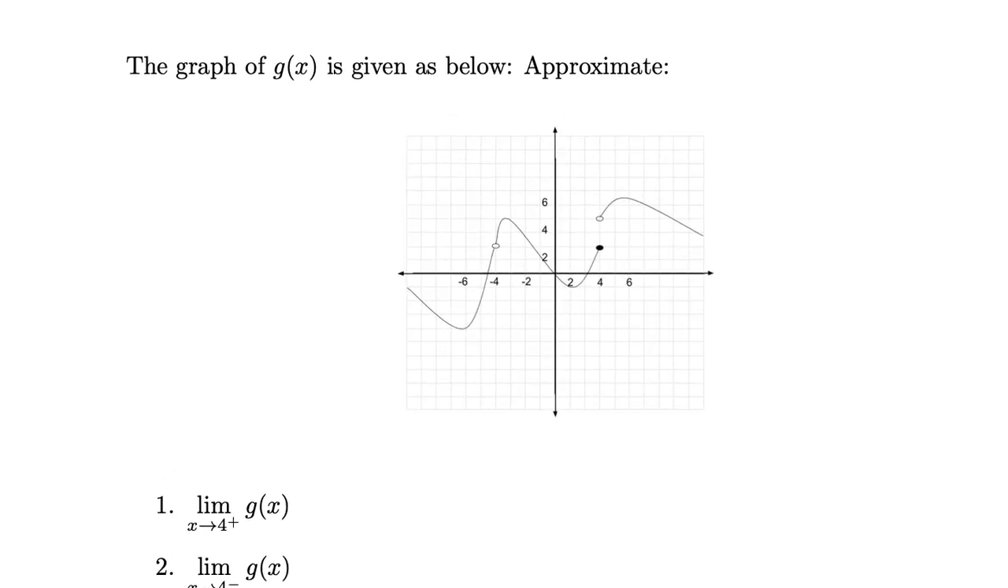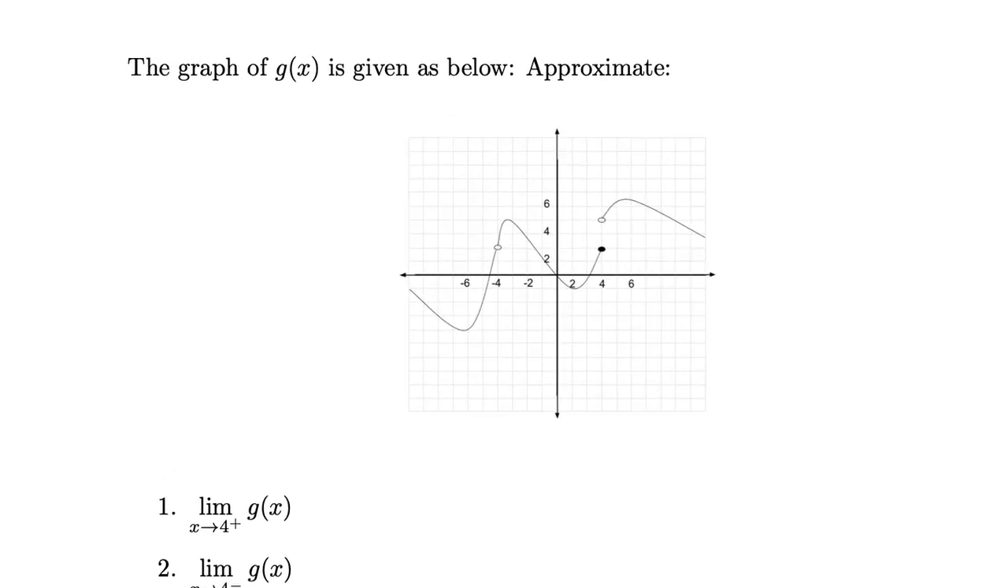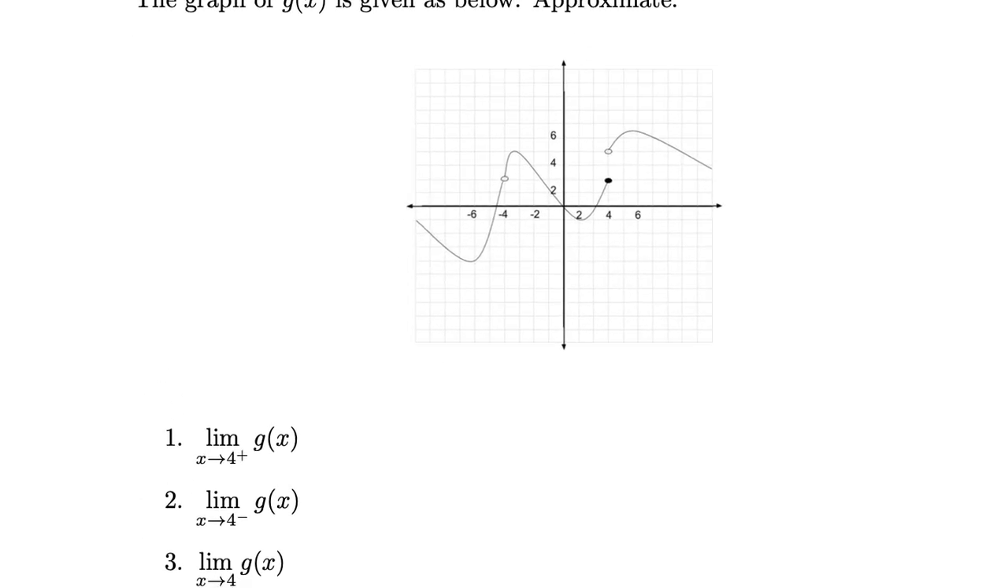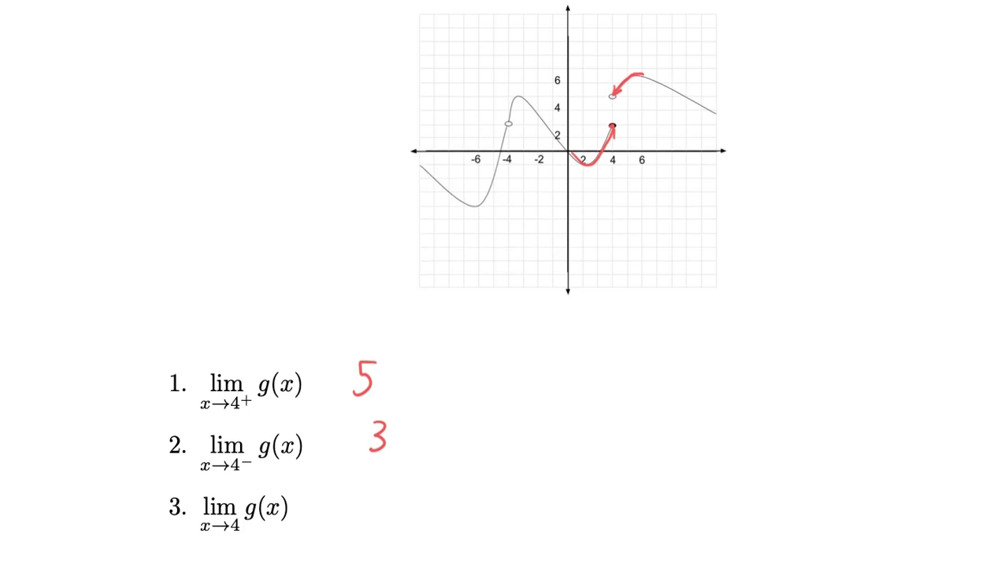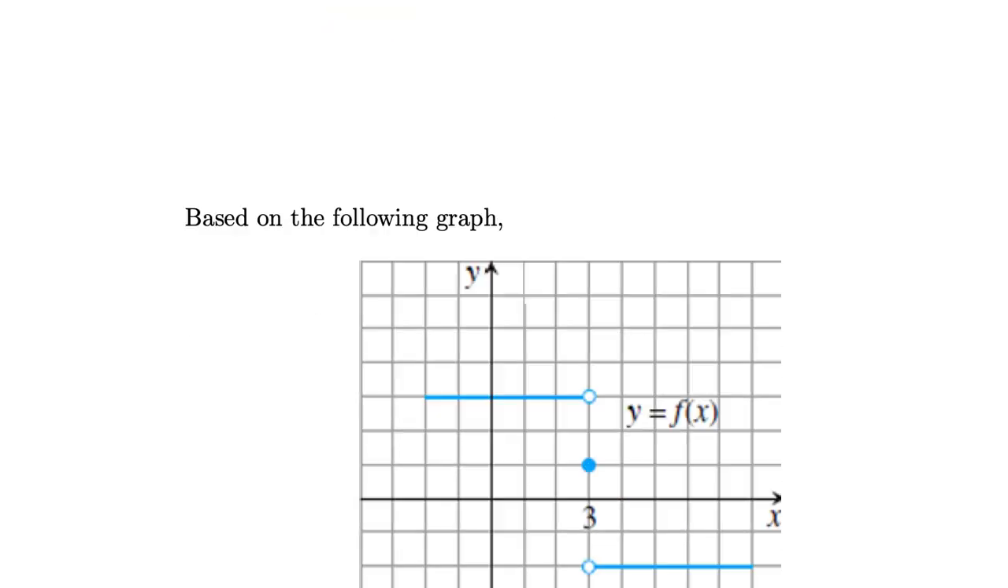Okay. The graph of g is shown below. We want to approximate the following values. Again, it's the same idea. So we want 4 from the right-hand side. This seems to tend towards 5. From the left-hand side, this tends towards 3. And so therefore, again, both exist, don't agree, so therefore the limit does not exist.